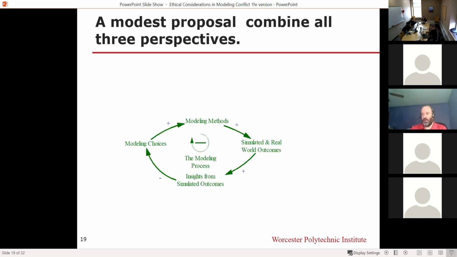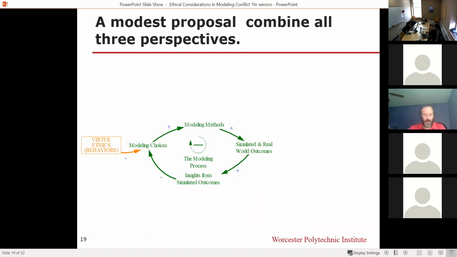It starts with a balancing feedback loop of the modeling process. You have modeling choices you make that lead to the modeling methods you're going to use, that lead to the simulated and real world outcomes, that lead to the insights from the outcomes that feed back into the modeling choices. And this is over a period of time. This isn't necessarily a short iteration, but this is the modeling process.